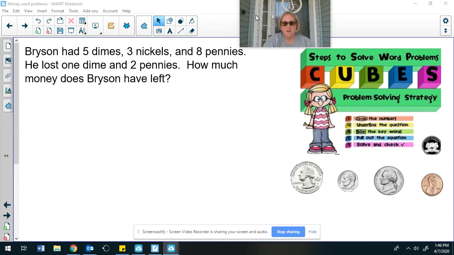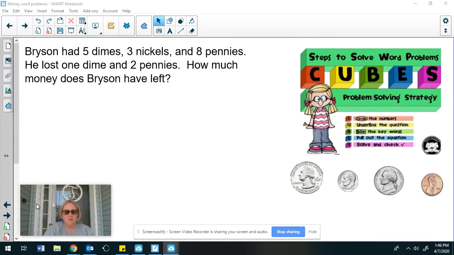Here today, we're going to continue to go over money word problems using our cube strategy to help us analyze what the word problem is asking, and our hairy money strategy to help us count the coins. So let's look at this word problem that I have displayed here for you.